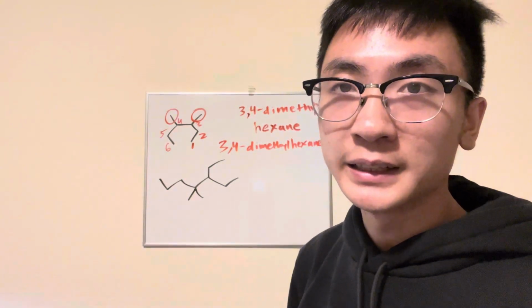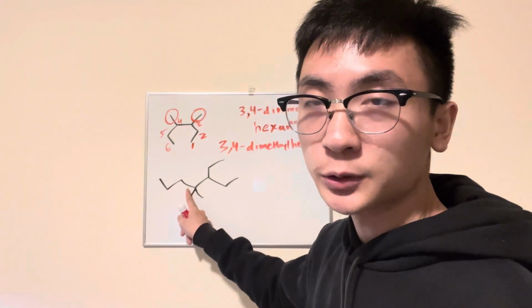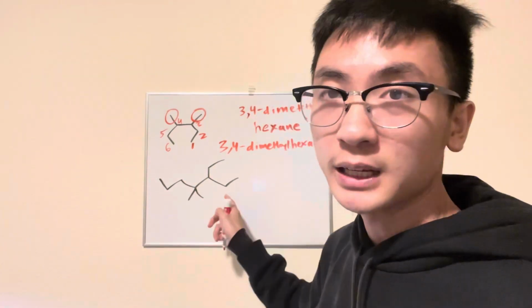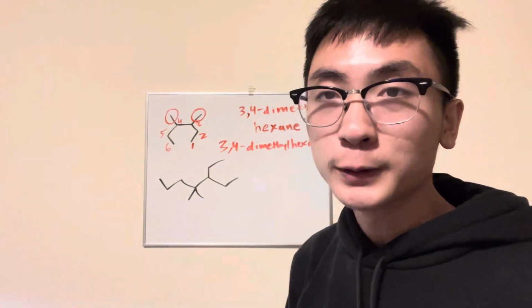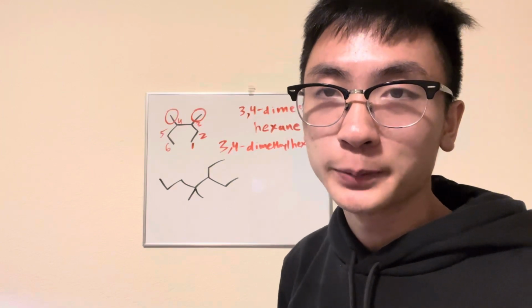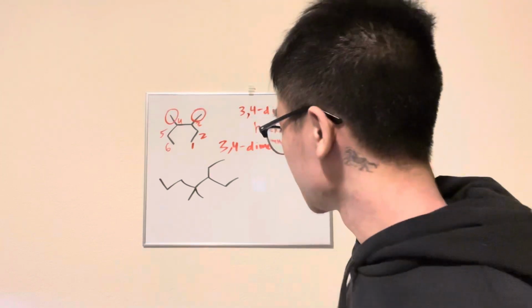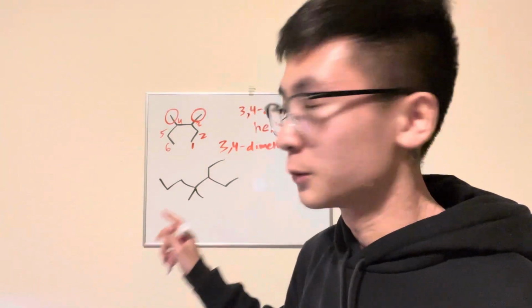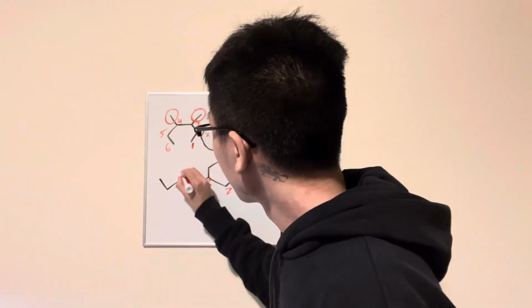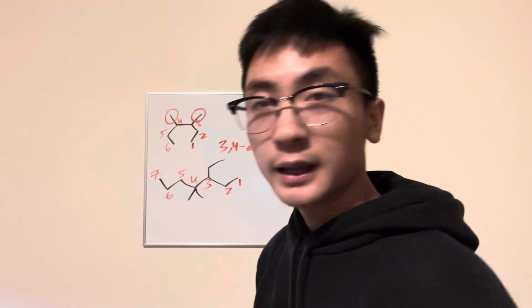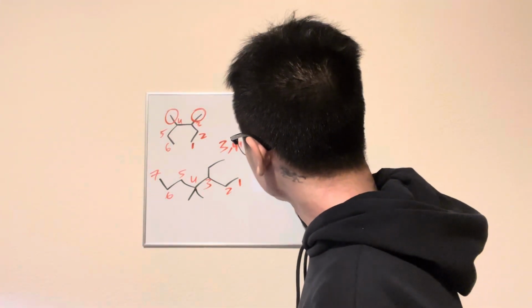But in this case, it does matter because if we go from left to right, 1, 2, 3, 4, our first substituent is on carbon 4. Whereas if we go from right to left, 1, 2, 3, our first substituent is going to be on carbon 3. And we want to number in a way where the first substituent will be on the lowest number possible. So since 3 is lower than 4, we're going to number this alkane from right to left, where we have 1, 2, 3, 4, 5, 6, 7. And our longest chain is 7 carbons long, which means that our base name is going to be heptane.